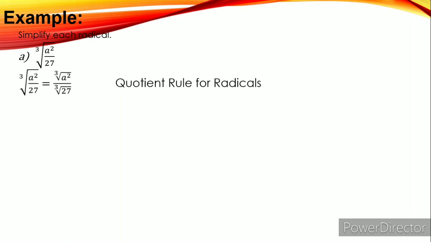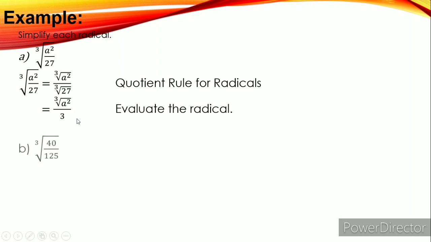Example. Simplify each radical. Letter A. Example. Cube root of a squared divided by 27 can be written, by the quotient rule for radicals, as cube root of a squared divided by cube root of 27. Then, evaluate the radicals. Cube root of a squared divided by 3 is the final answer.